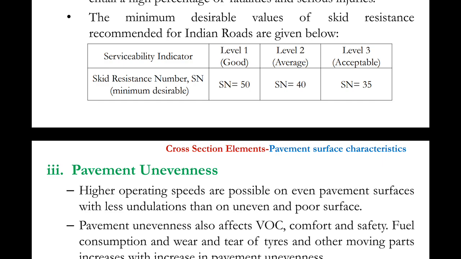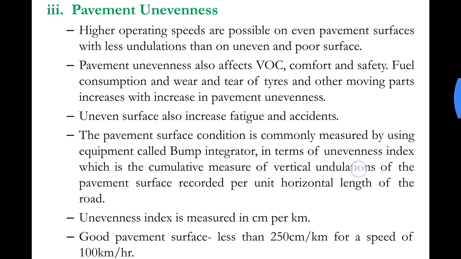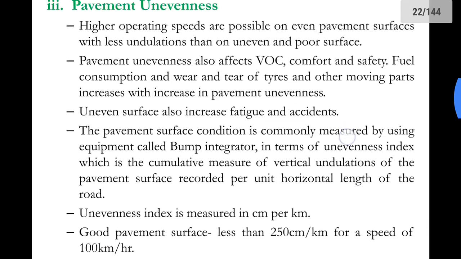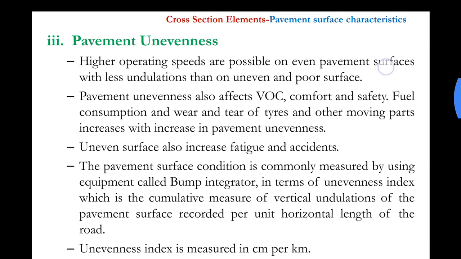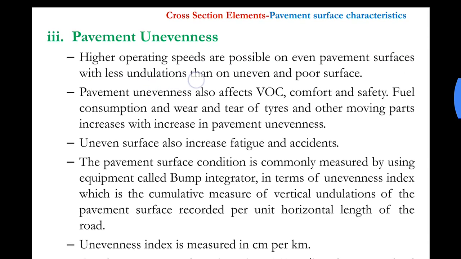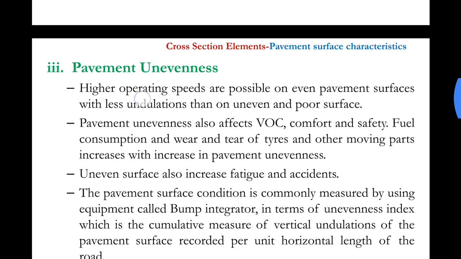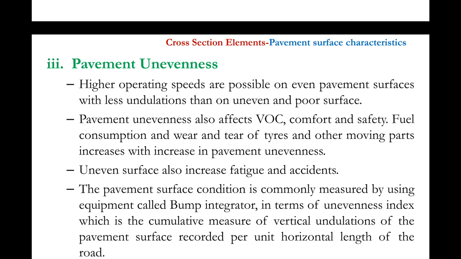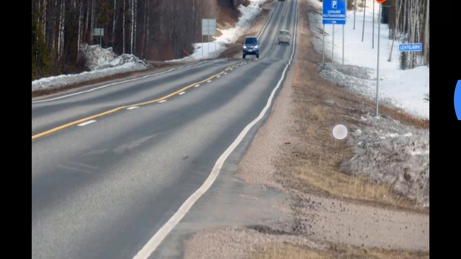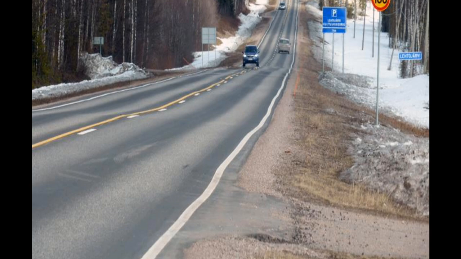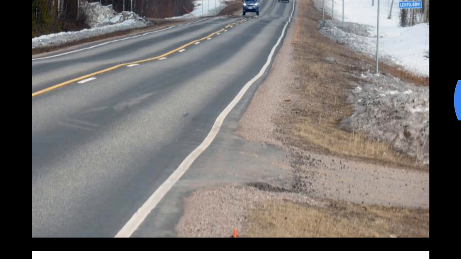So the next pavement characteristic is pavement unevenness. Higher operating speeds are possible on even pavement surfaces with less undulations than on uneven and poor surfaces. So in order to obtain higher operating speeds, what we want is a smooth pavement with no undulations. Undulations here mean ripples. Here in this figure you can see there are undulations on the road in the longitudinal direction. It is not smooth.